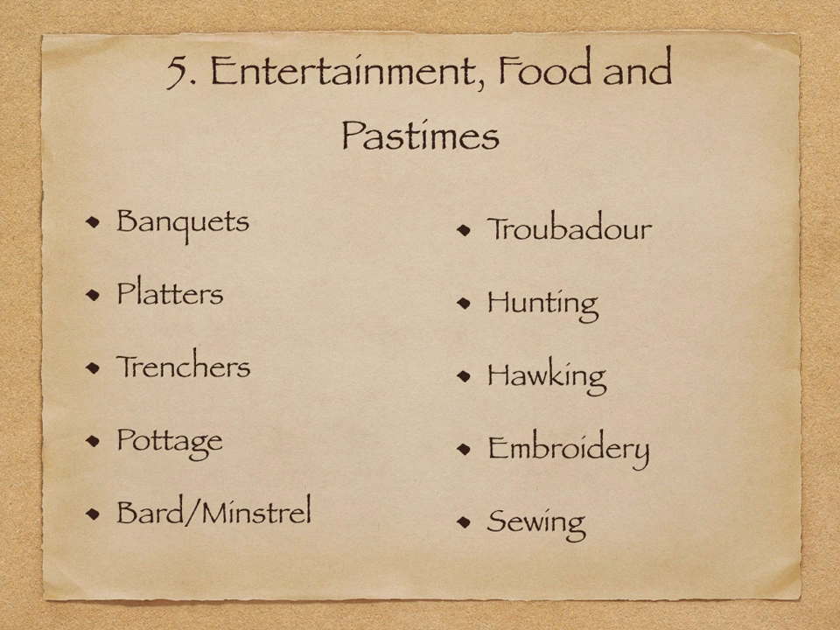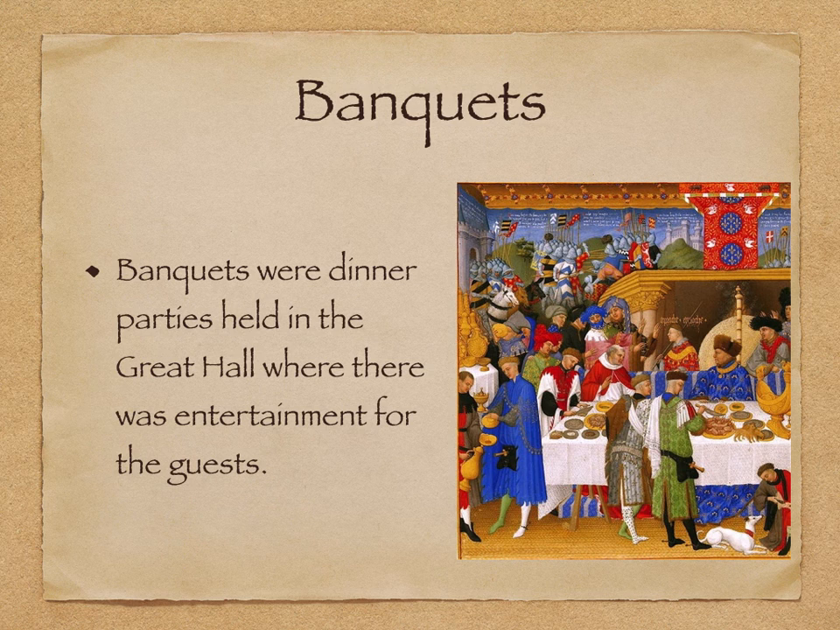Finally, our fifth part of the presentation is entertainment, food, and pastimes. So our keywords here again are banquets, platters, trenchers, pottage, bard or a minstrel, a troubadour, hunting, hawking, embroidery, and sewing. So what was a banquet? Banquets were dinner parties that were held in the Great Hall, and there was entertainment put on for all the guests that were there.